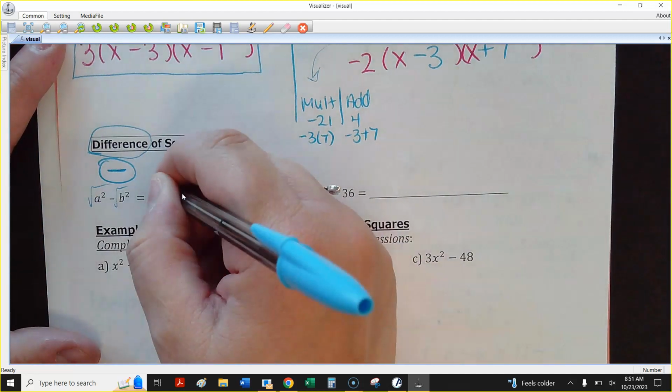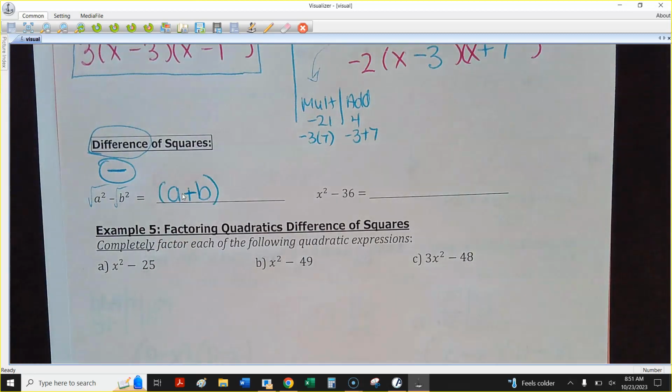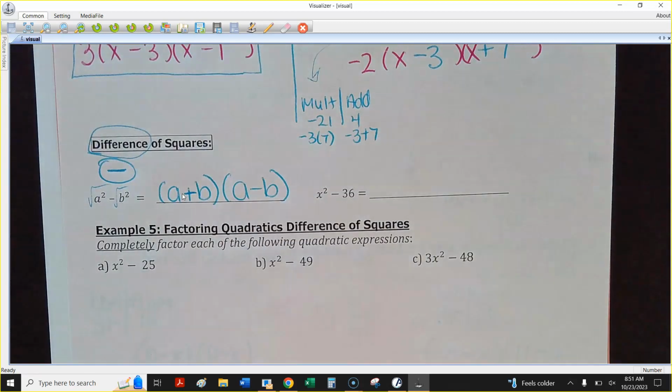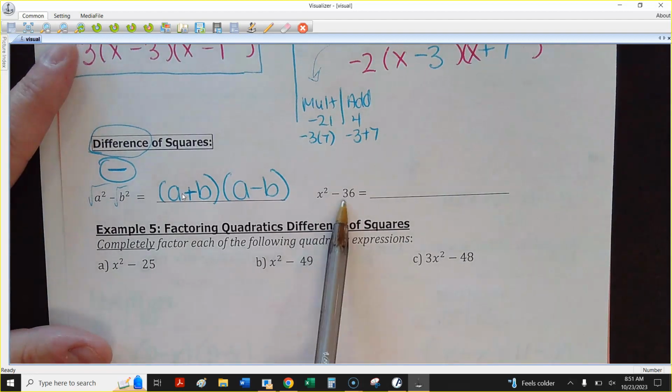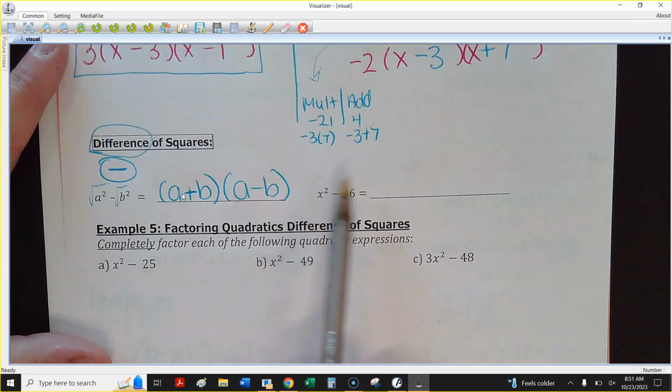It's going to be a plus b, just the square root of each, times a minus b. It's going to be the square root of each of the terms. You have one plus and one minus, and when you do that, I'll show you with my little example with numbers here, it cancels out that middle term. So if you're looking at a problem, this is x squared minus 36. Does anybody know, if I take the square root of x squared, what's that?